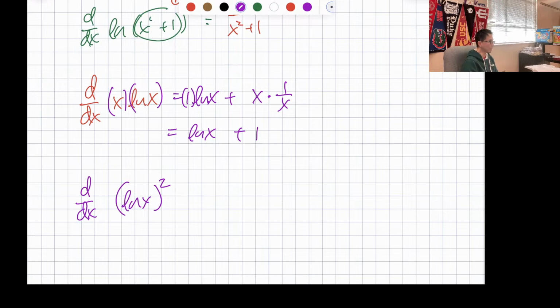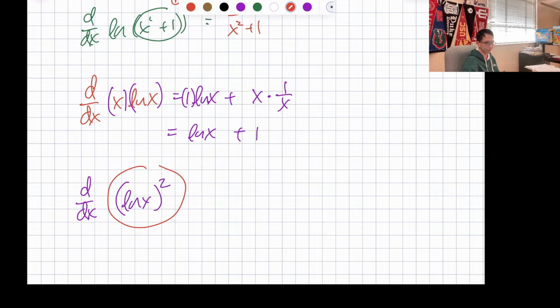What's the derivative of natural log of x, parentheses squared? Two over x. That's natural log of x plus natural log of x, so the derivative of natural log of x plus the derivative of natural log of x. Two ln of x.